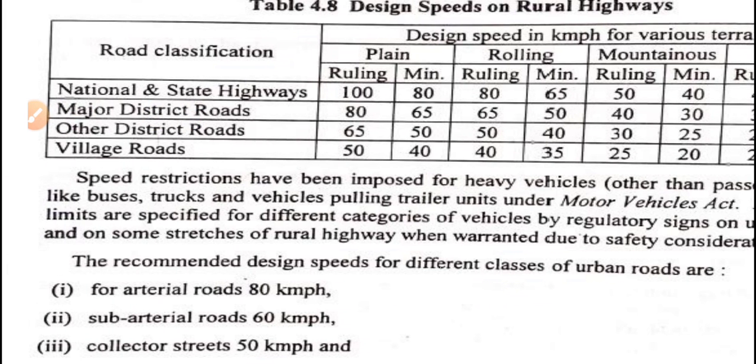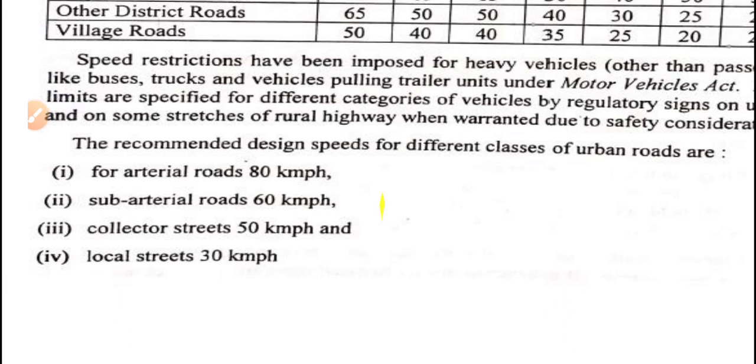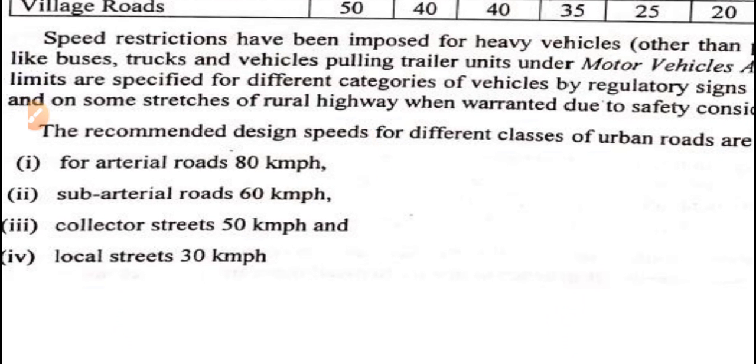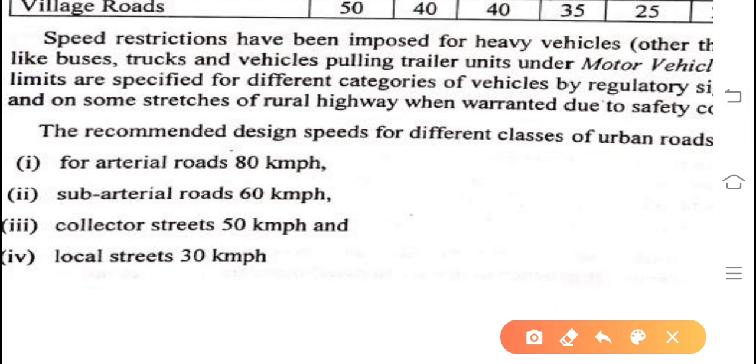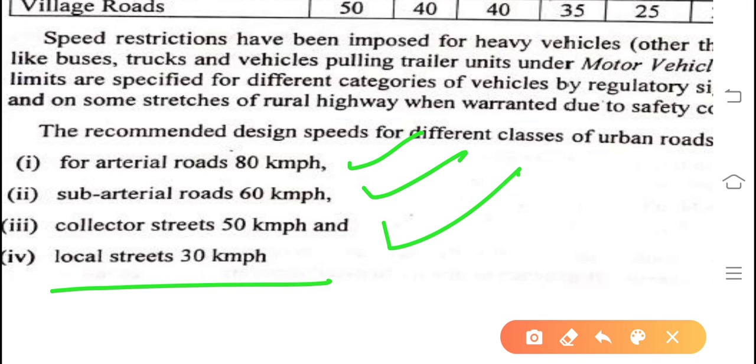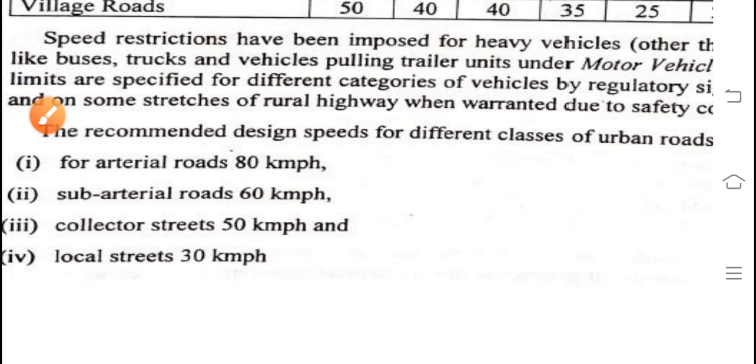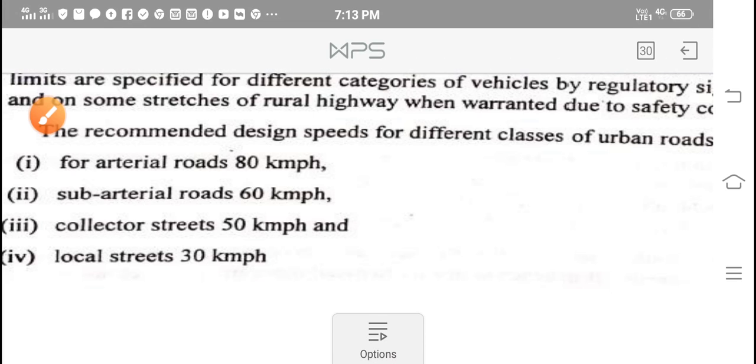It was amended. The recommended design speeds for different classes of urban roads: for arterial road 80 km per hour, for sub-arterial 60 km per hour, collector streets 50 km per hour and local streets just 30 km per hour. These speeds are required to be followed so that safety can be achieved.